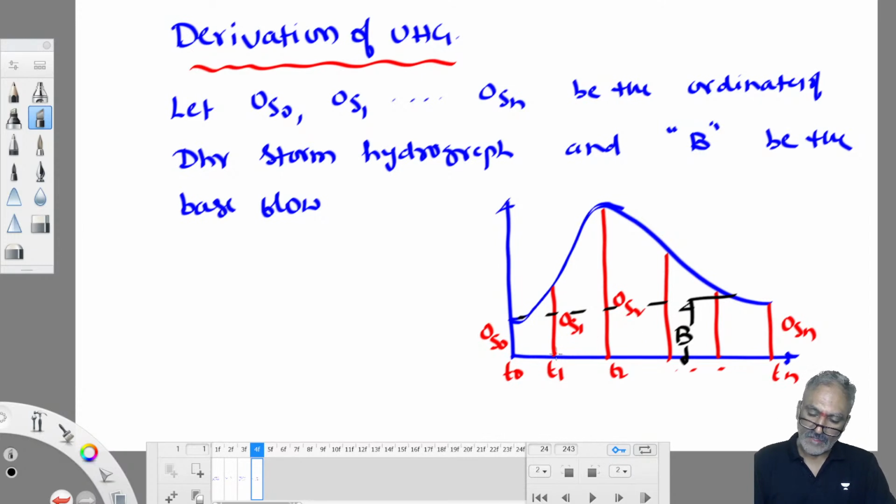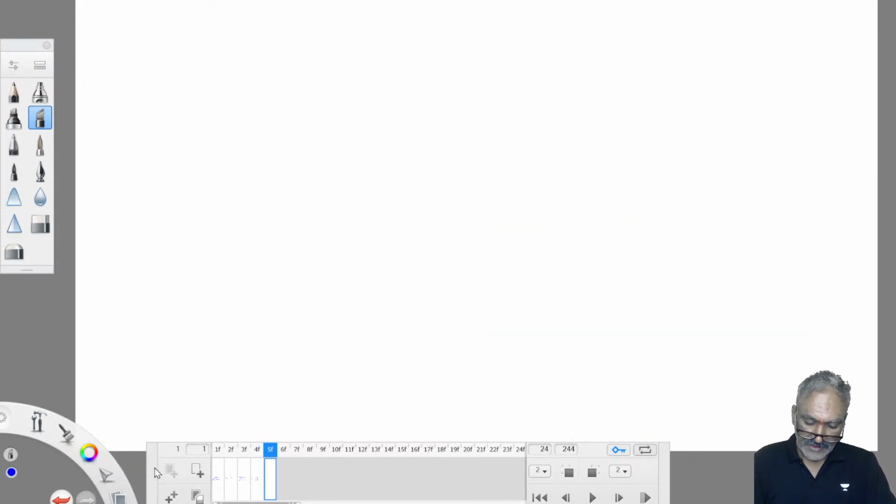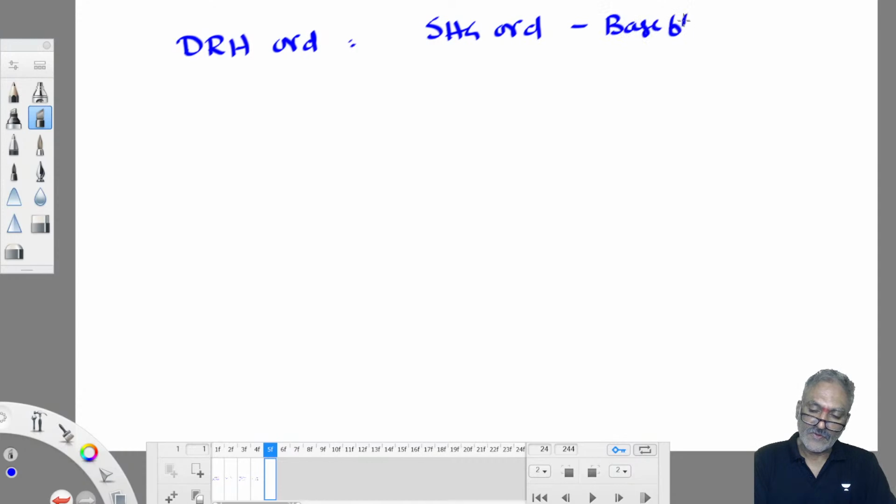Okay, straight line method, whatever it may be. This is called the storm hydrograph. It represents our D-hour storm. So from this, what do we need to do? First we derive the direct runoff hydrograph. Direct runoff hydrograph ordinates are equal to the storm hydrograph ordinates at respective time intervals minus base flow.